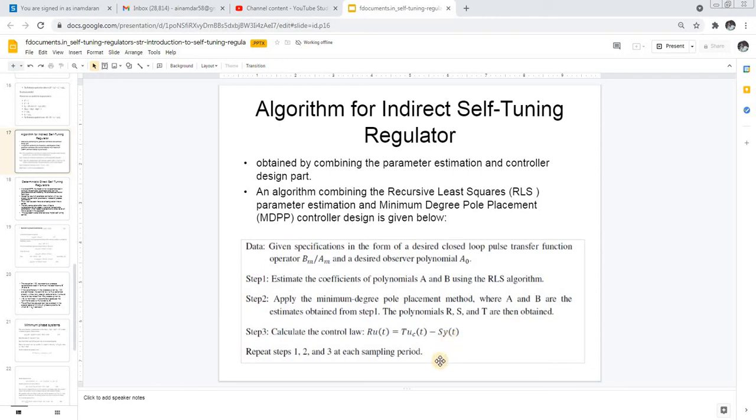Now we have to repeat steps 1, 2 and 3 for each sampling period. But the repetition of step 1 and step 2 is not required for each sampling interval. Also, there are some variations in the algorithm depending on the cancellation of process zeros. This is the introductory part. We are not going to have a deep look at this; it is just for your information.